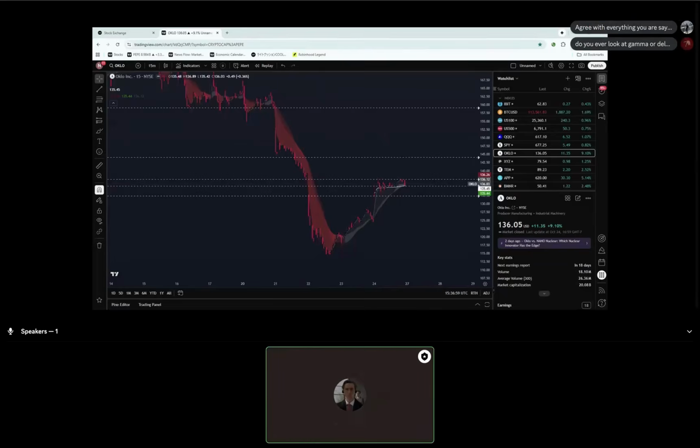Yeah. So gamma and delta are huge things that I use, but they're very complex, right? If I'm trying to explain it in a way that's easy to understand, I don't like to focus on over complexity. So I want to be able to explain it in a way that's easy to digest and easy to understand, right? And to be able to make money off of.